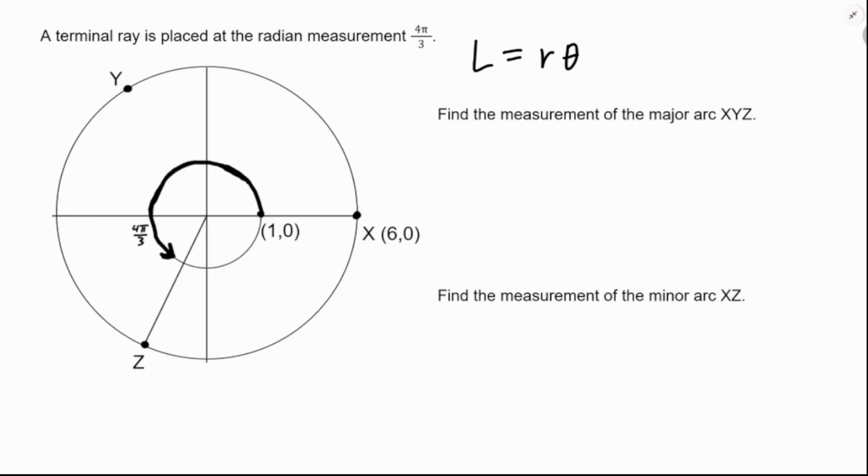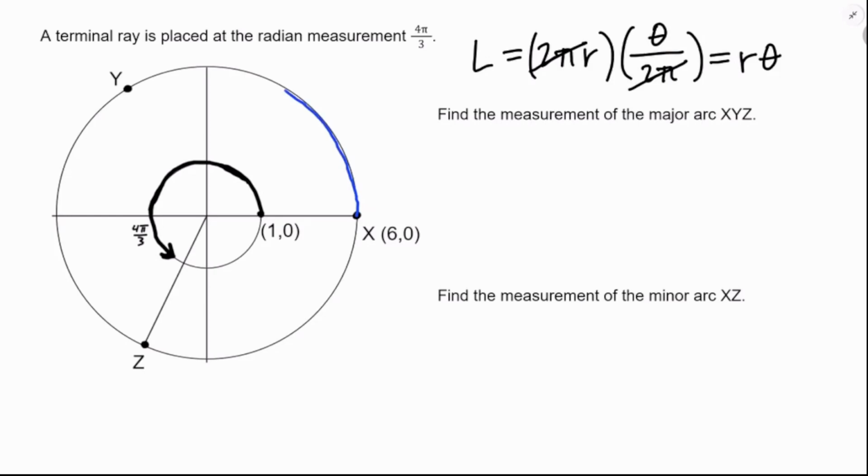The reason is that really it's a proportion, right? We know that the whole circumference of the circle is 2 pi r. Then we multiply it by some proportion out of the whole circle, but we know that the circle in terms of radians is 2 pi radians. So it's theta over 2 pi, then we cancel these off and we get r theta. Okay, and so the measurement of the major arc, I'm going to use some color here, X to Y to Z, the length of that blue curve is going to be r times theta.